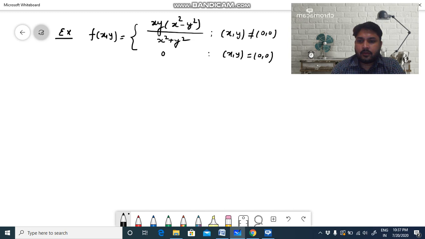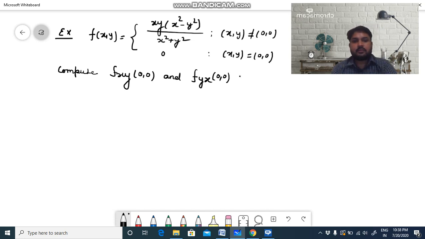Now we will compute the partial derivative of f with respect to x and y at the point (0, 0), and the partial derivative of f with respect to y and x at the point (0, 0). So we have to compute these two values.